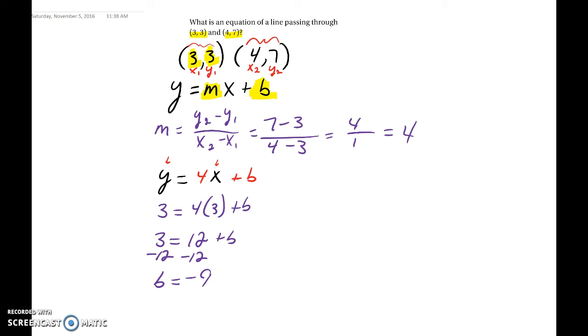So our final answer is y = 4x - 9. That is our final answer. When you write your equation, you only solve for your m and your b, and you leave your x and y as x and y. That's it for this video, and one more, then we're done this section.